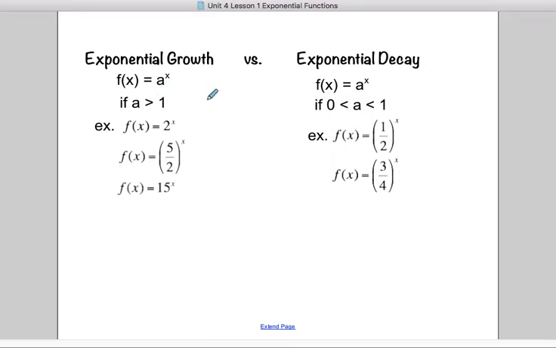This is your formula for exponential. You have some number to an x. If a is greater than 1, it's growth. If it's in between 0 and 1, it's decay. So here's some examples of growth. This 2 tells me that I'm bigger than 1, I'm going to grow.